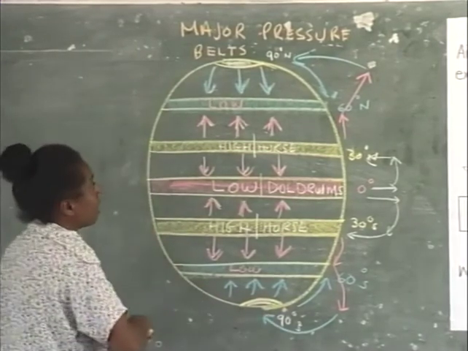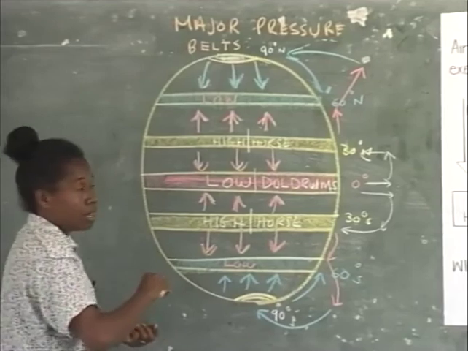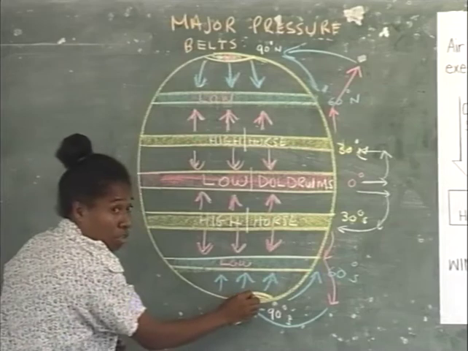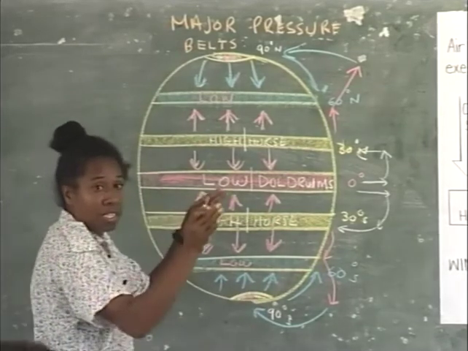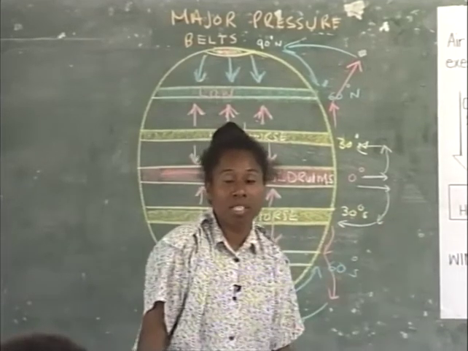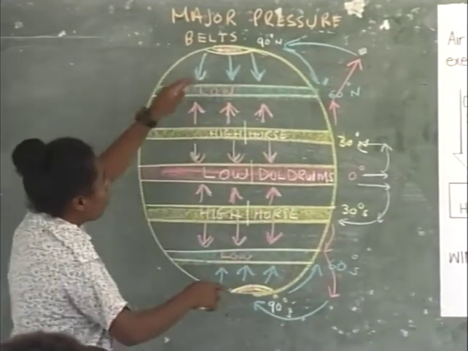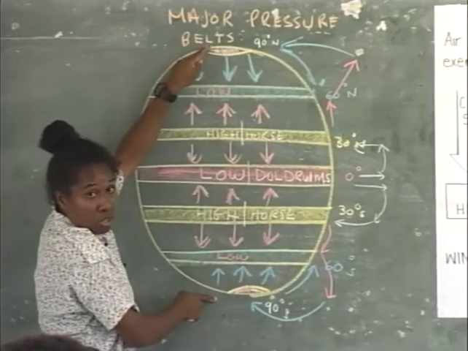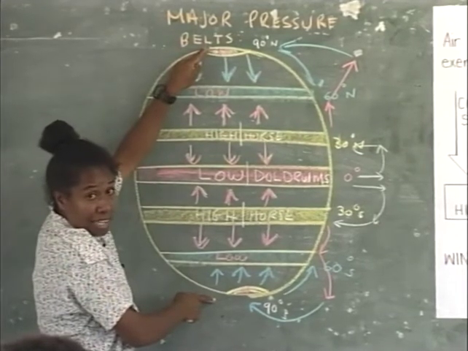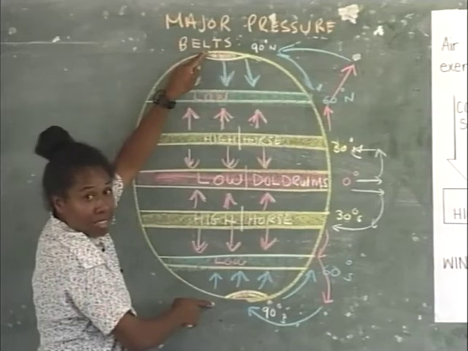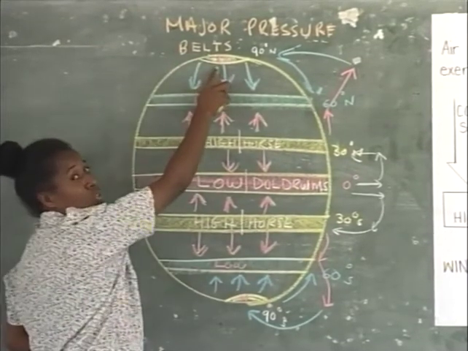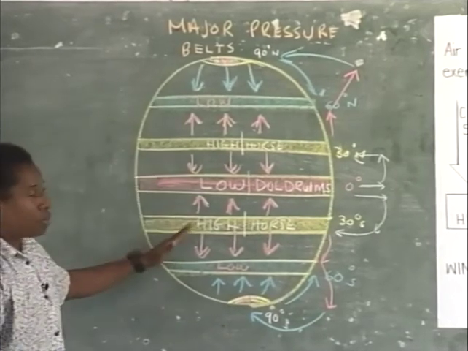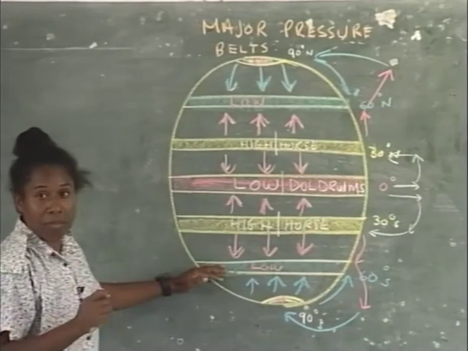And when air sinks, it is associated with what type of pressure belt? High pressure. So we have a high pressure there and a high pressure here. And don't forget also, at the poles by this time, the sun's rays are hitting the poles at an angle. And therefore, the poles are colder than the equator. The temperatures are lower. And because of the low temperature, the air is dense, and because it is dense, it will sink. And the sinking air then will give rise to high pressure at the poles. So this diagram here generally illustrates the major pressure belts.